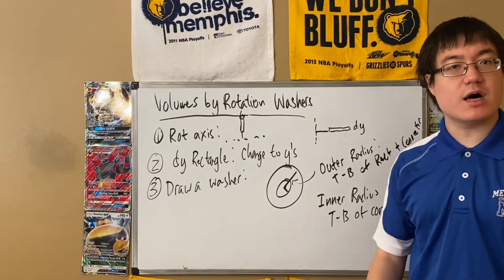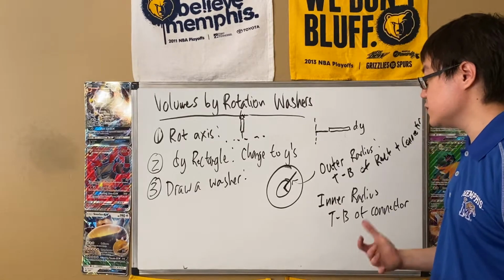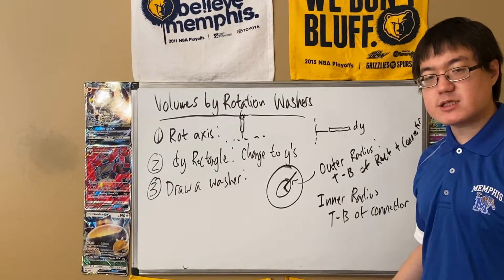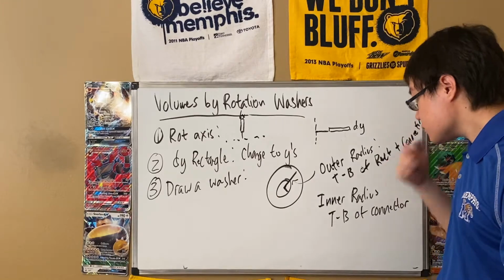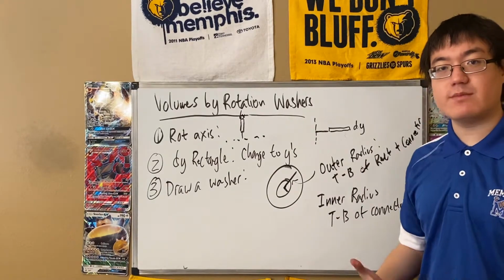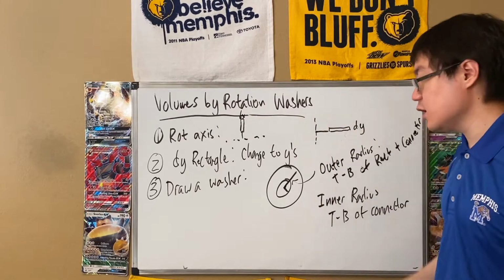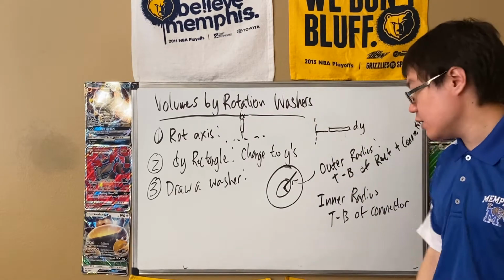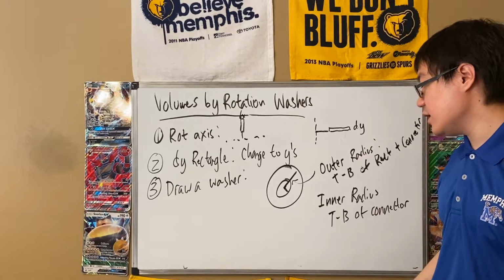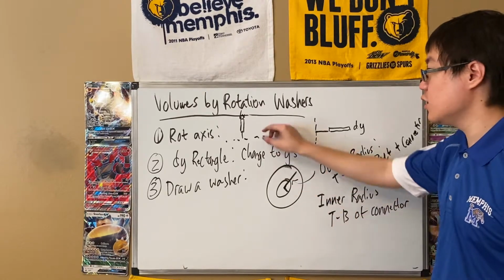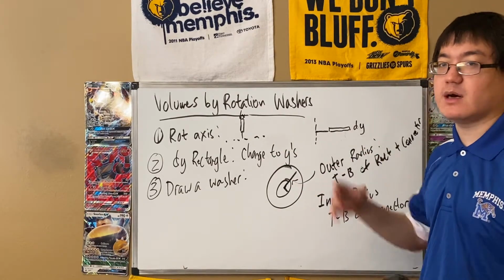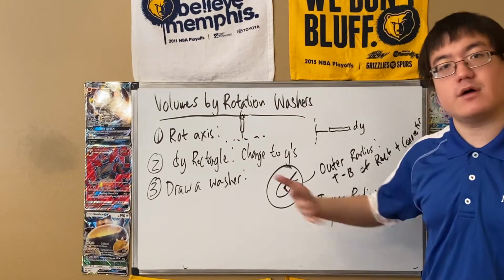And again, this is going to make a lot more sense when we do examples. It's a little bit different than the disk because we have 2 radii. The outer radius is top minus bottom of the rectangle and the connector, so this entire thing as one single object. Literally what's the top, literally what's the bottom. And then the inner radius is going to be top minus bottom of just the connector. It's never top minus bottom of the rectangle itself, unlike the disk.